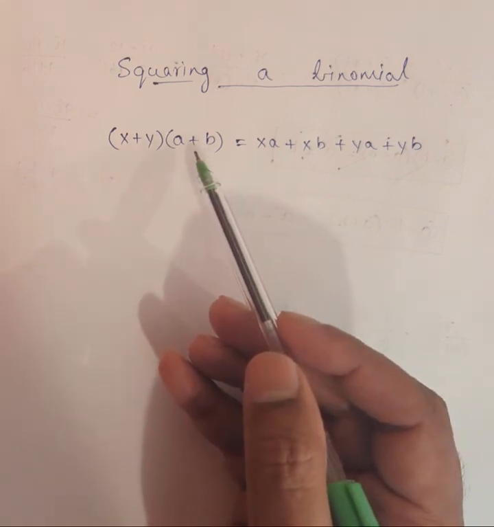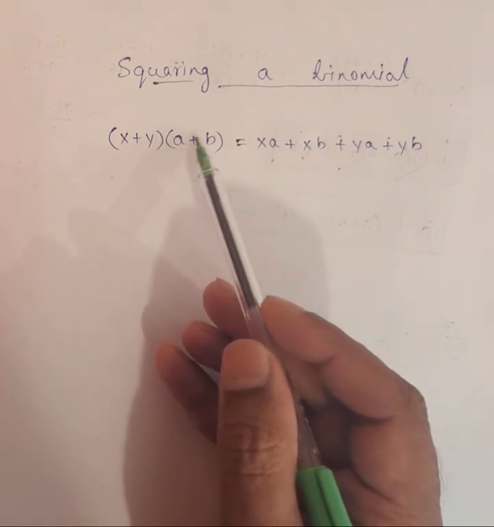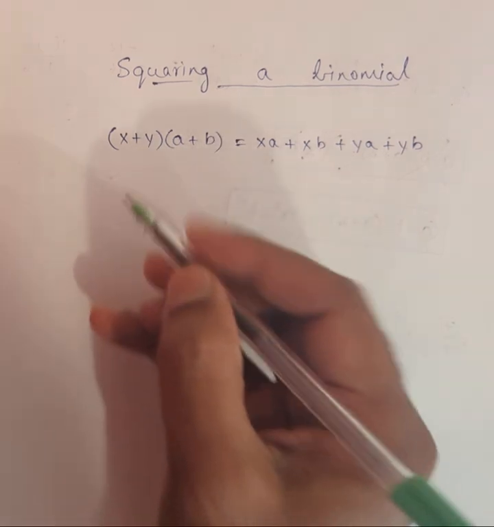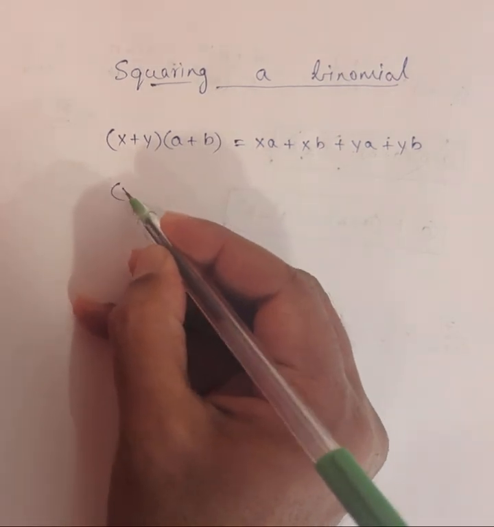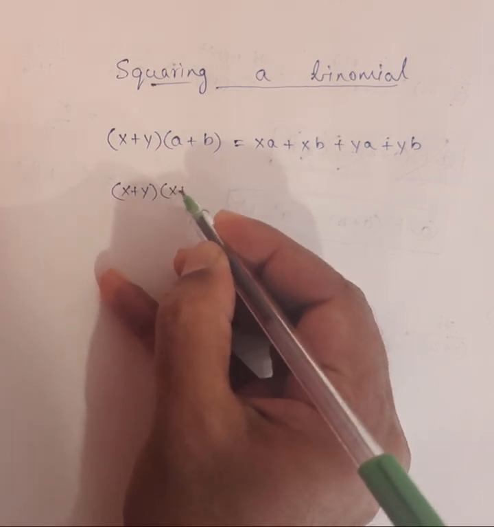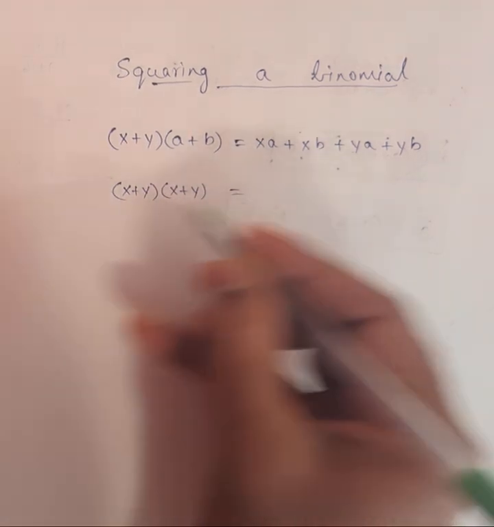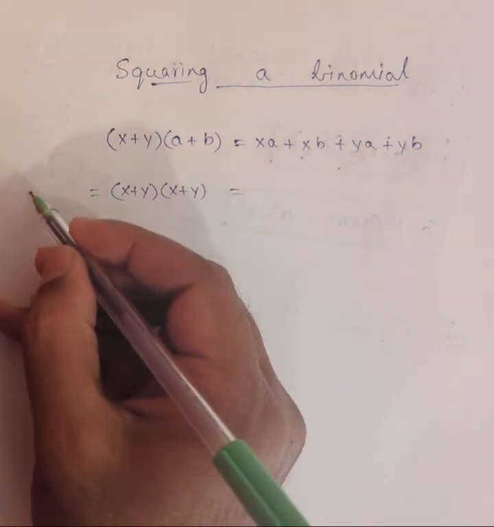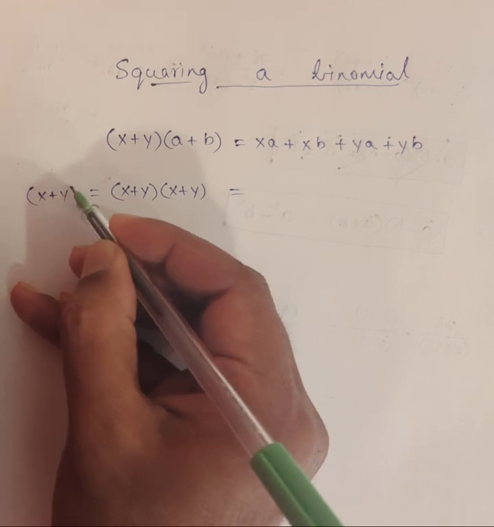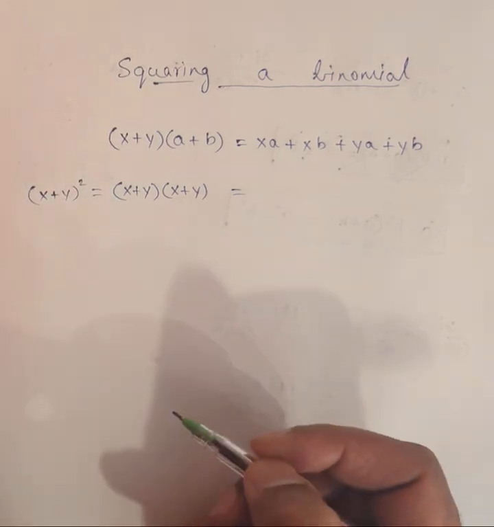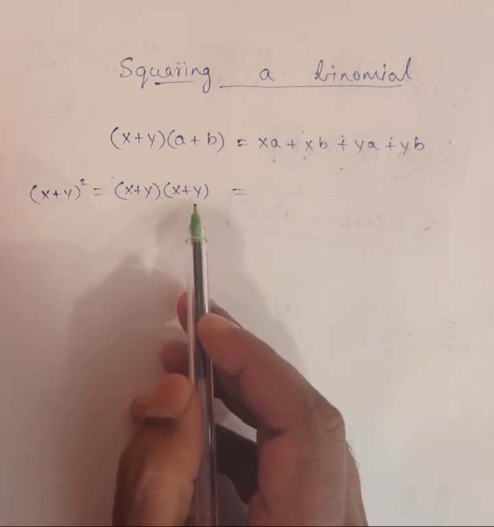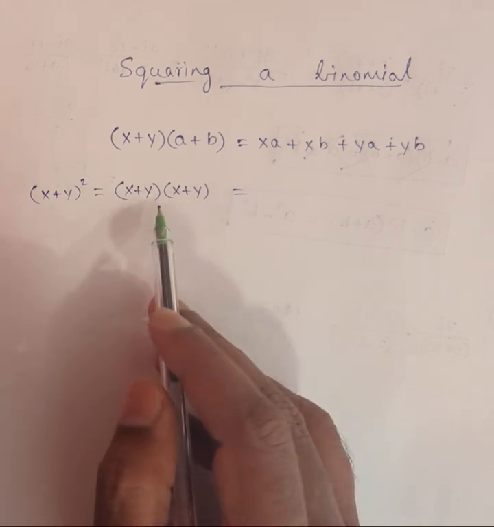Now we will talk about what happens if I replace this a plus b with x plus y. So if I have the same binomial, x plus y times x plus y, this could be written as x plus y quantity squared. So when you multiply two of the same quantities, you say that you are squaring that.